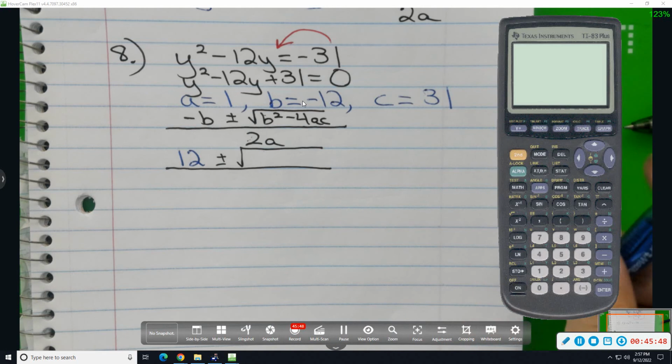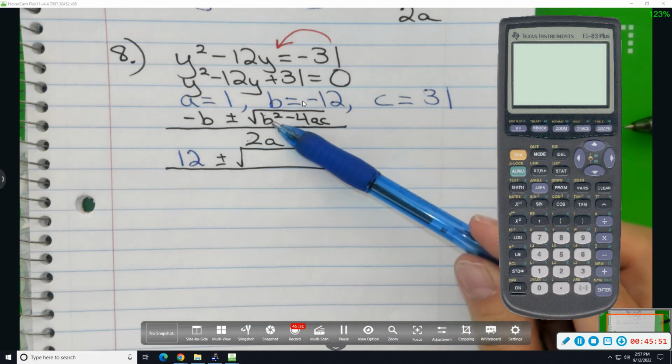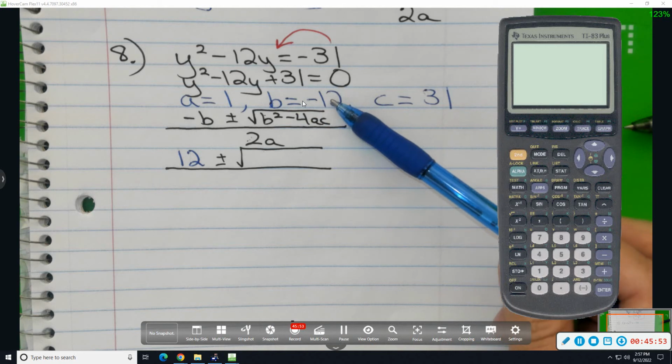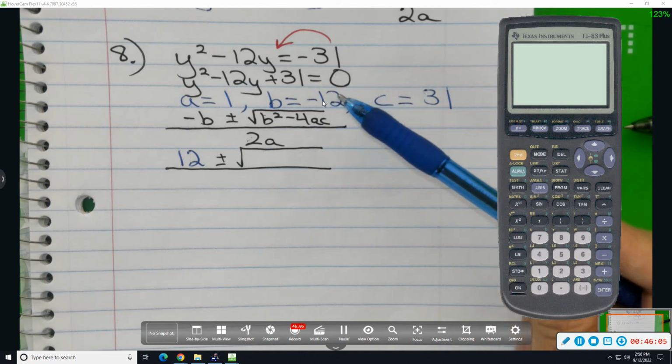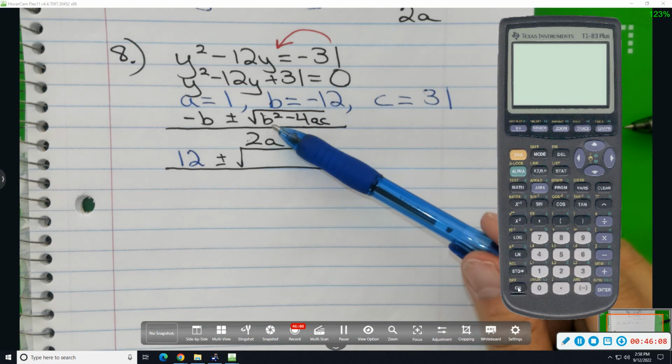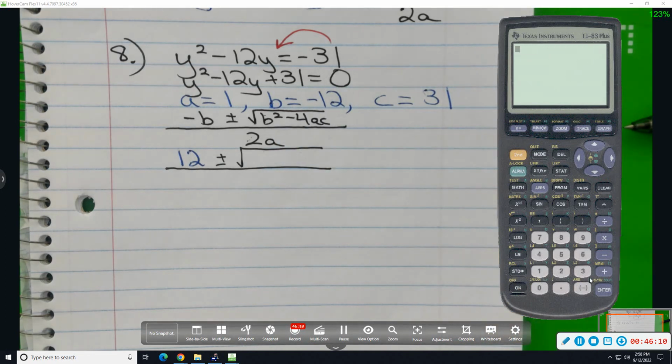Now, some of this stuff we're going to do in our head. B squared. Regardless of whether b is positive or negative, when you square it, what sort of number are you going to get? Negative 12 times negative 12 is positive 144. We know that. So watch out on this calculator. If I went negative 12 squared, what do you think it's going to give me? Negative 144. The square applies only to what's beside it, the 12, not the negative.